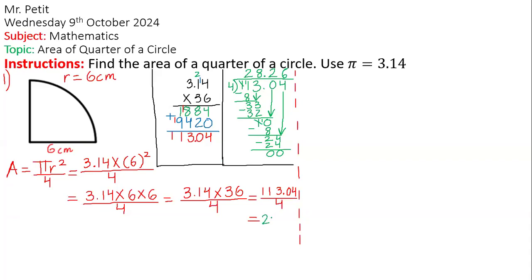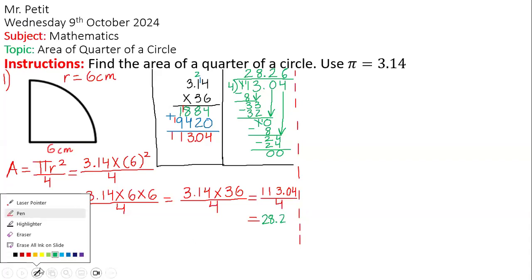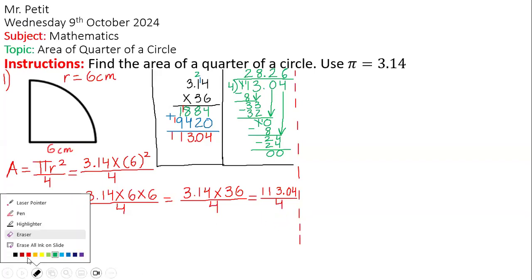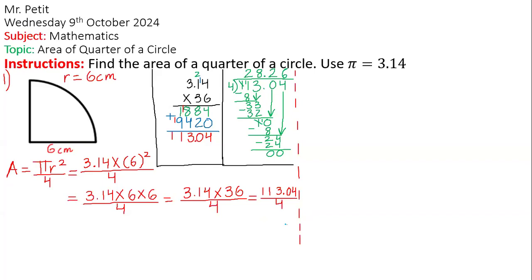28.26 centimeters squared. I don't have enough space, so let me erase this and write it better. The answer is going to be, put centimeters squared first, and then it's going to be equal to 28.26 centimeters squared. Do y'all understand how I got this?